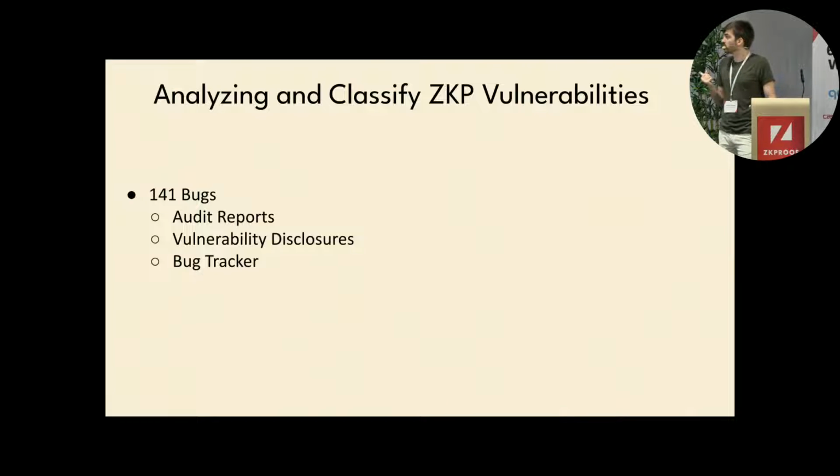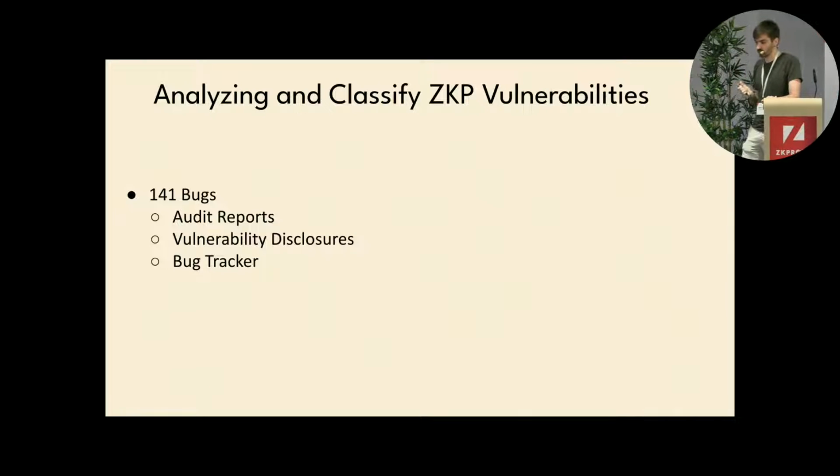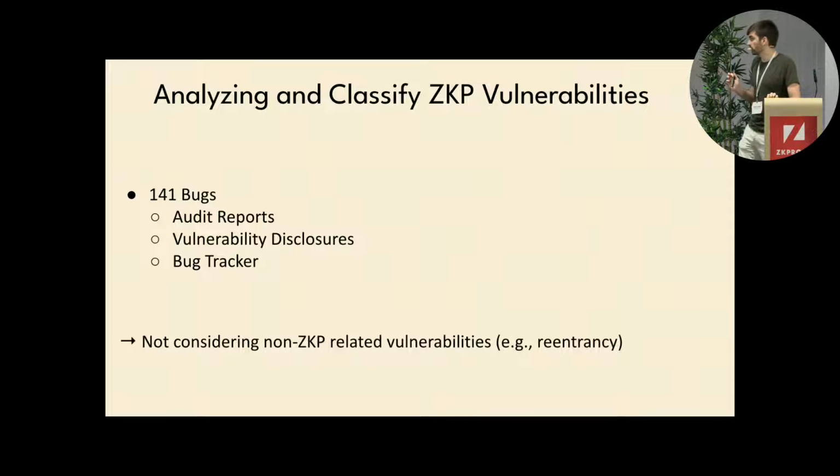Now, what we did is we picked 141 bugs, and we found those bugs through audit reports. We looked at more than 100 audit reports. We found those bugs through vulnerability disclosures, like the ones I showed at the beginning of this talk, and we also searched for critical vulnerabilities in bug trackers of open source systems. We did not consider any non-ZKP related vulnerabilities here. So for example, if in an audit report there was a re-entrancy vulnerability, we skipped that.